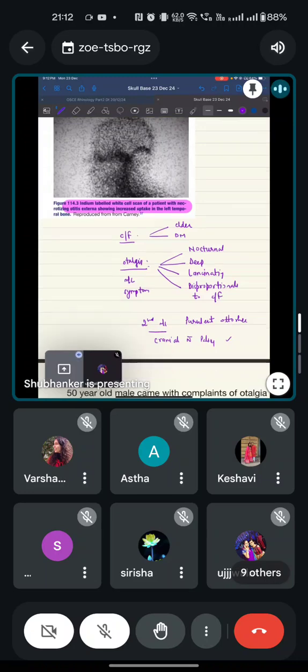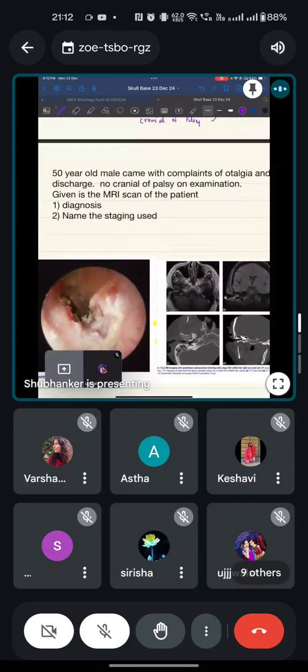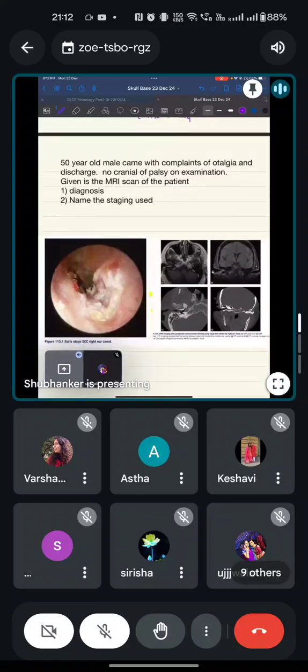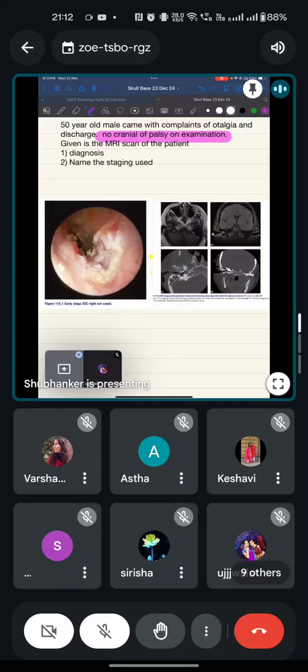Okay, coming ahead. Second question. A 50-year-old male came with complaints of otalgia and discharge. No cranial nerve palsy on examination. Given is the MRI scan of the patient. Diagnosis, name the staging used. I would like to take your attention to what I have written over here: no cranial nerve palsy, because cranial nerve palsies are more commonly seen in skull base osteomyelitis.